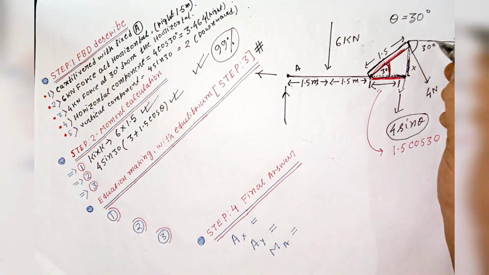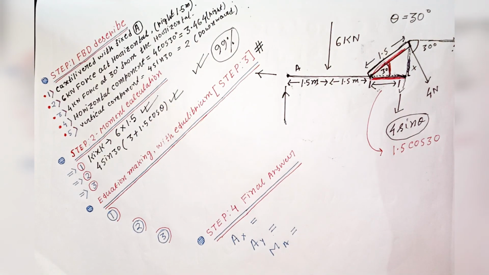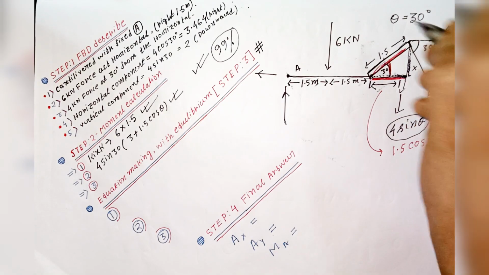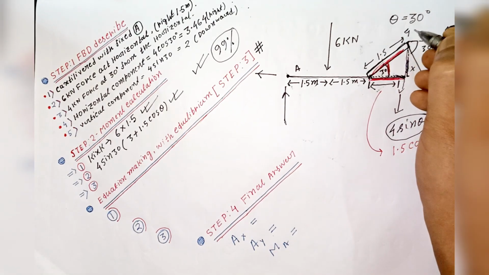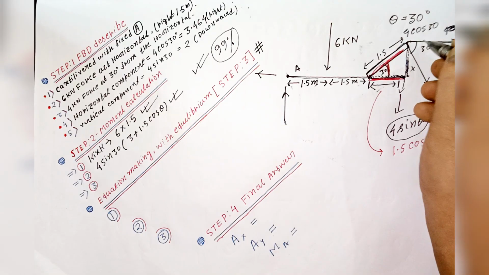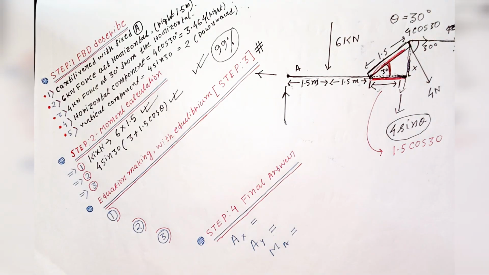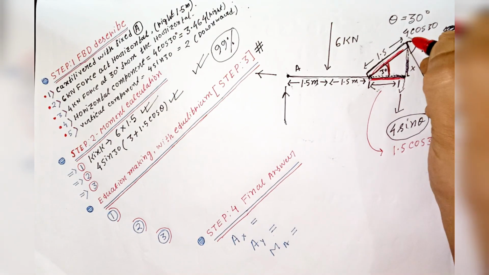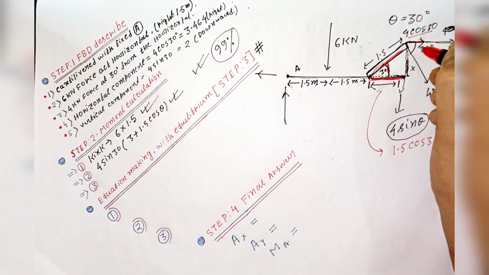4 sin theta is the force. Vertically, what is the force? 4 cos theta. Here you can't see, so I write there 4 cos theta. According to the right side of the positive, the component of the 4 Newton force is 4 cos 30.